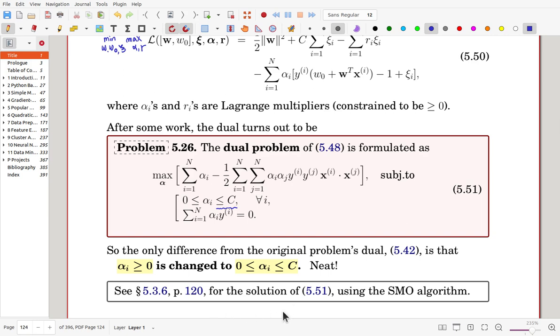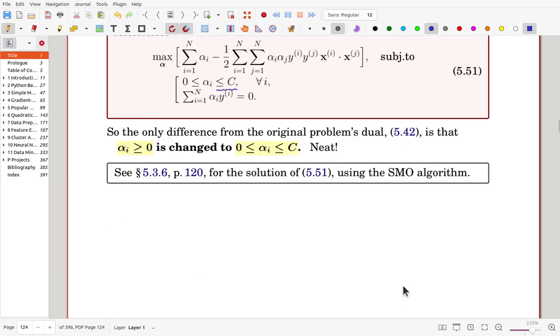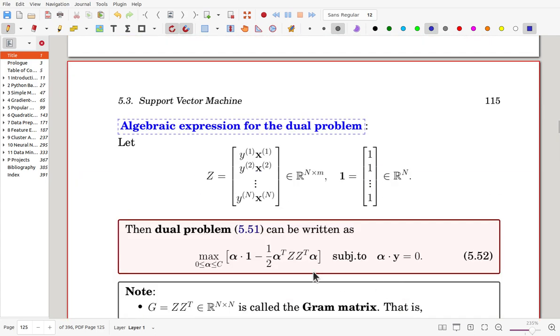And in the last subsection of section 5.3.6, we will try to solve the problem by using the SVM algorithm. And now for the SVM, including the soft margin classification, let's try to express the algorithm algebraically by using matrix vector notation.